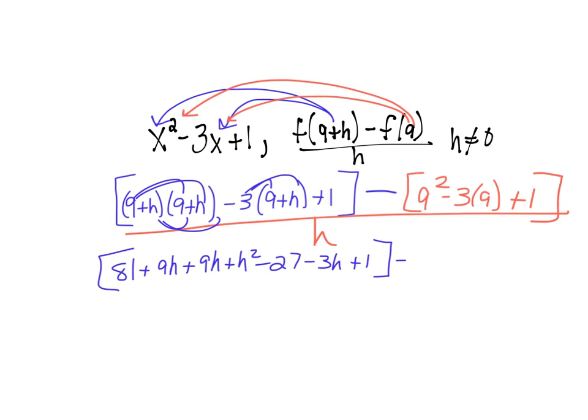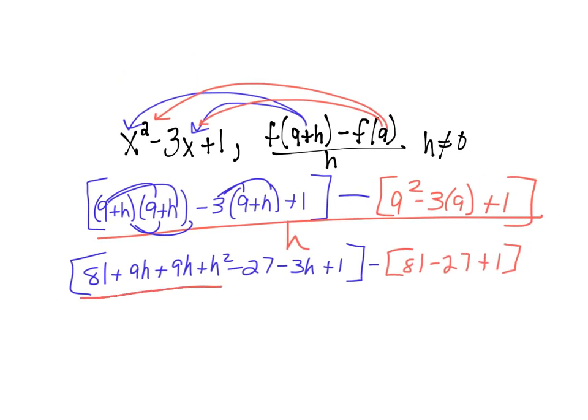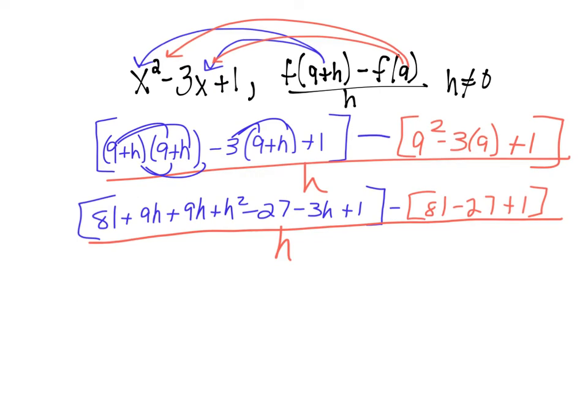Minus. Let's do red. What's 9 squared? 81. Minus negative 27, plus 1. Okay, again, this is all over h. This should work out, guys, every single time like this. I want you to notice something. Does anybody notice anything? Anything jump out at you like, oh, wait a second?